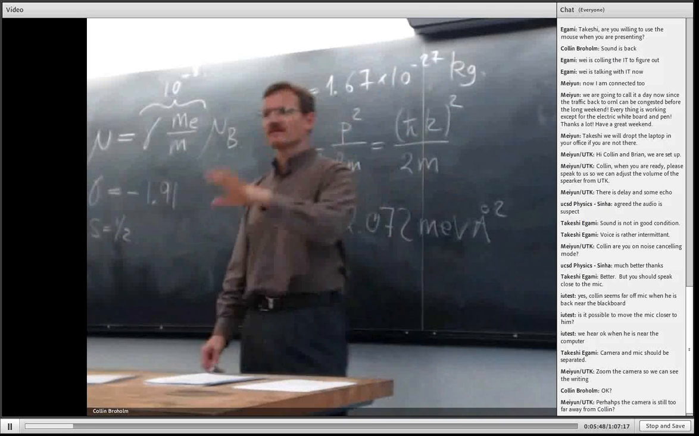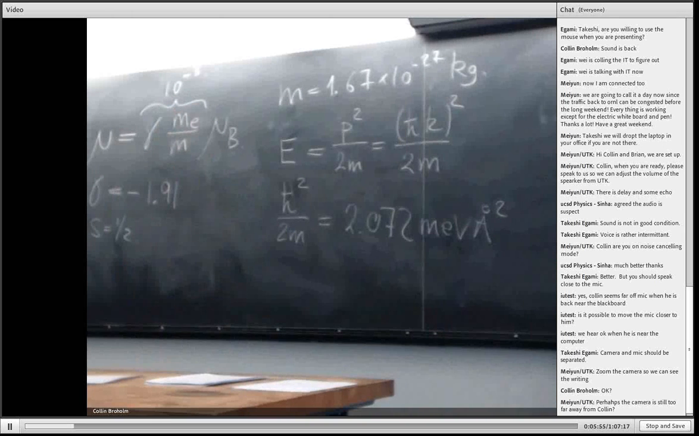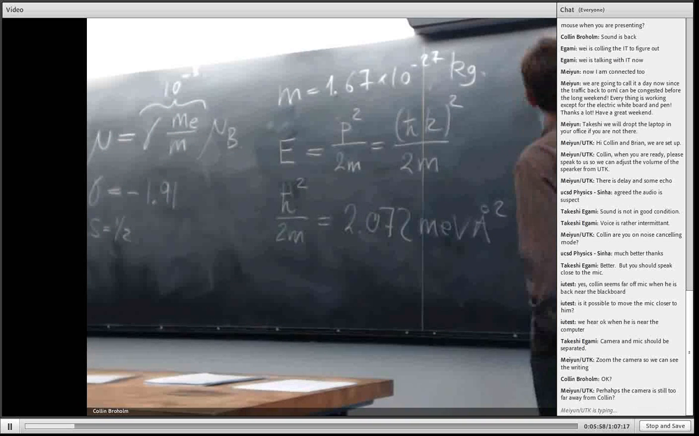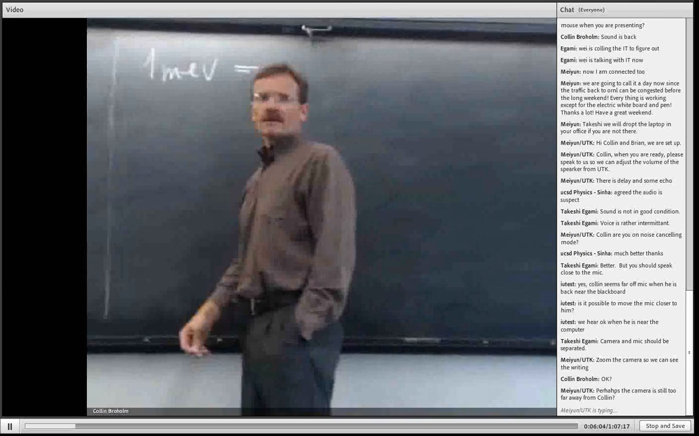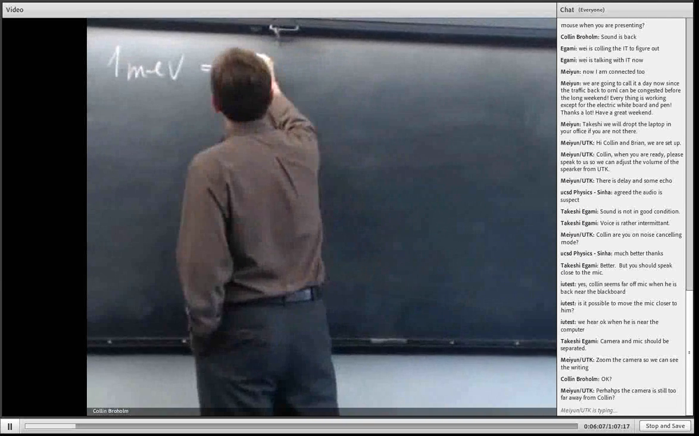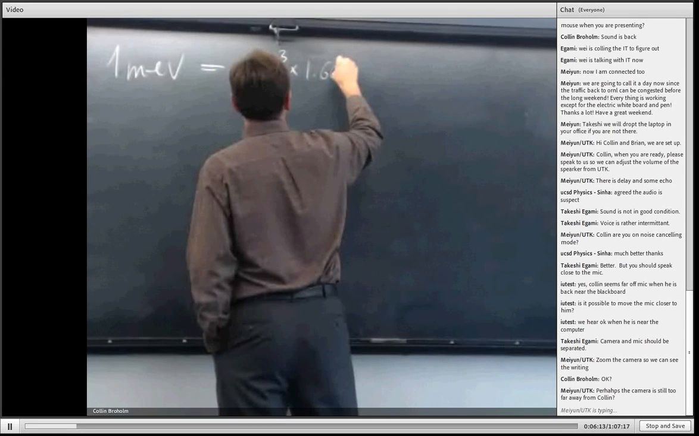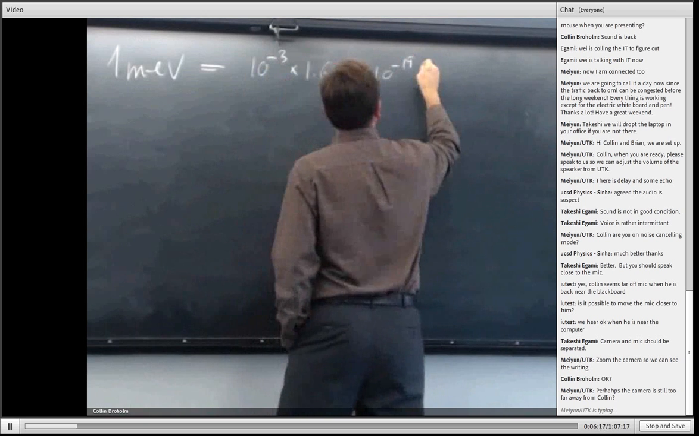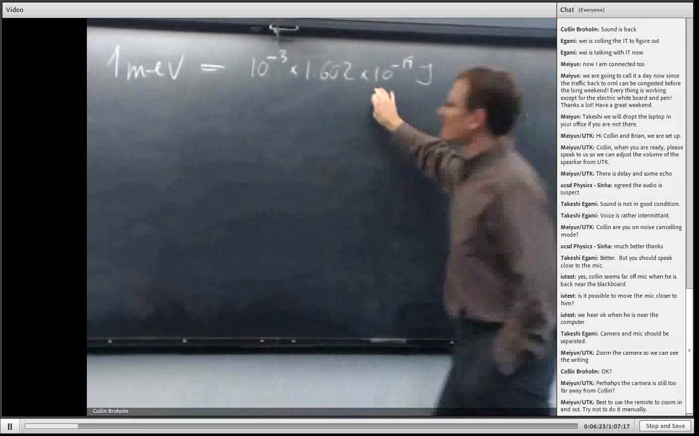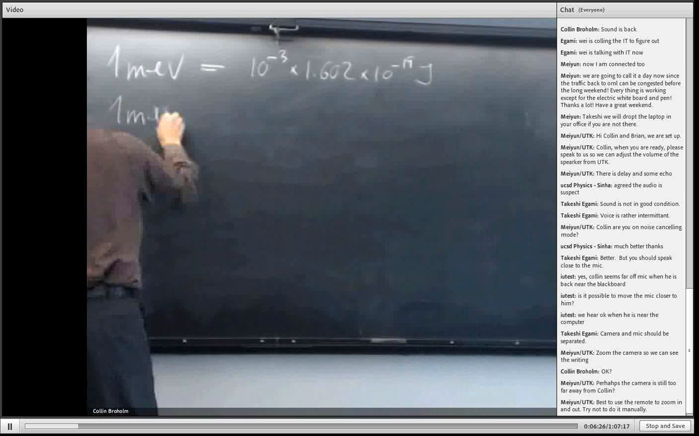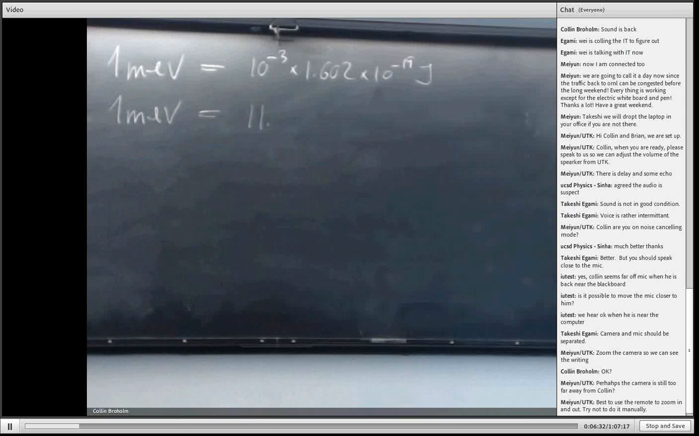Let me say a few words about units of energy. That always gets us confused, and since we're just starting off here, I think it's appropriate to mention that I'm typically going to use the units of milli-electron volt. 1 milli-electron volt is equal to 10 to the minus 3 times 1.602 times 10 to the minus 19 joule. That's the unit of 1 milli-electron volt. Perhaps more useful is that 1 milli-electron volt is 11.61 Kelvin.